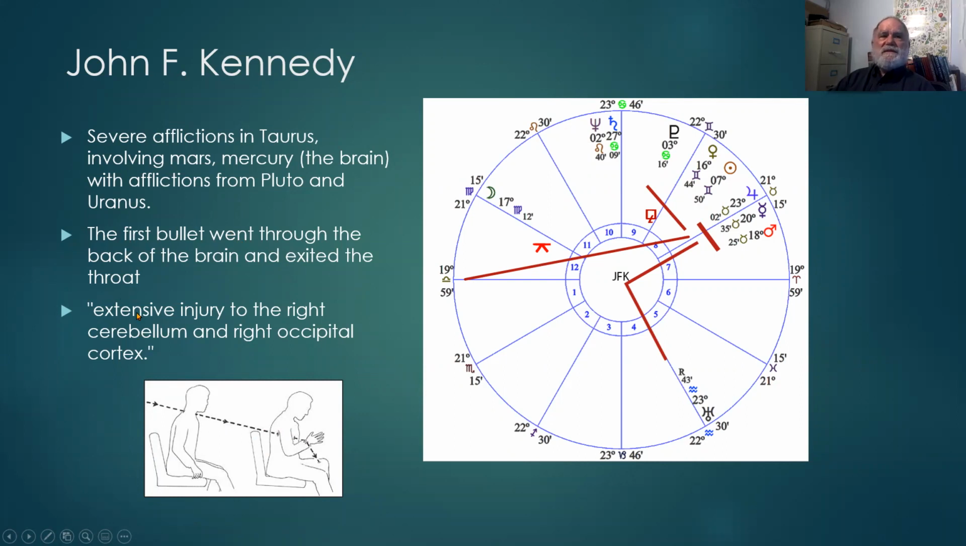This is a quote: extensive injury to the right cerebellum and the right occipital cortex. Do those words look familiar? That's exactly the words we were using to describe the Taurus area. So what does John F. Kennedy have in Taurus that might invite a bullet that would remove his cerebellum and then exit through his throat? He has Mars conjunct Mercury, very close conjunct Mercury in Taurus, right? And they're in close square to Uranus here, okay?